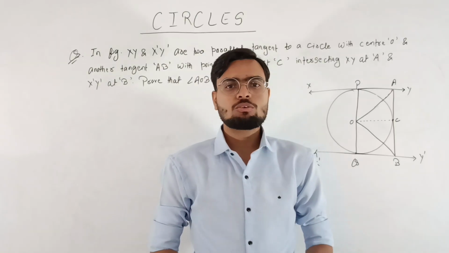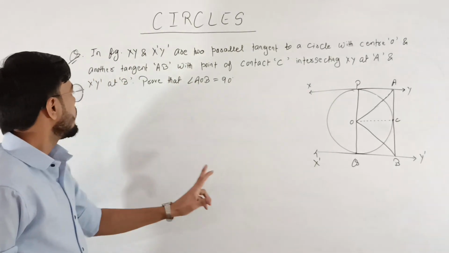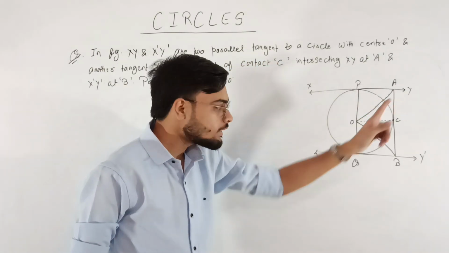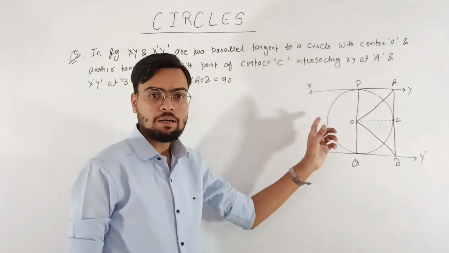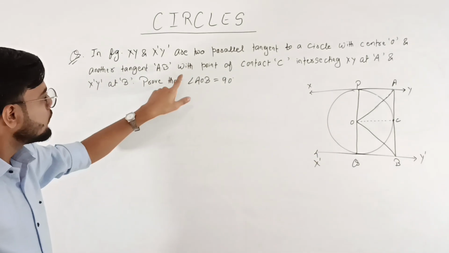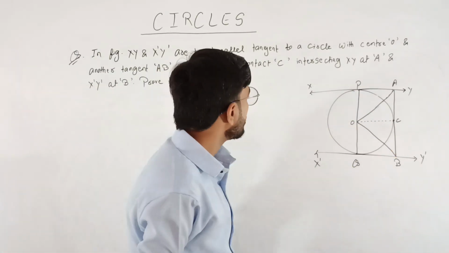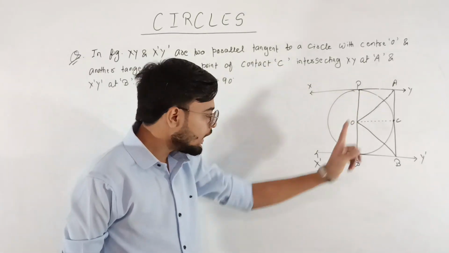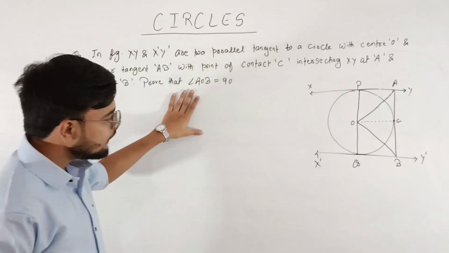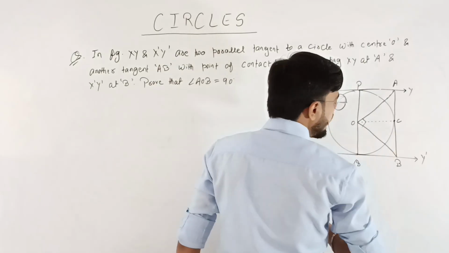Okay. Now let's move towards our next question. The question is, in the figure, this is our figure, XY and X'Y' are two parallel tangents to the circle. This circle, this tangent XY and tangent X'Y', these two are parallel tangents, and this circle has center O, and there is another tangent AB with point of contact C. This AB touches the circle at point C and intersects XY at A and X'Y' at B. Then we have to prove that angle AOB is 90 degrees.